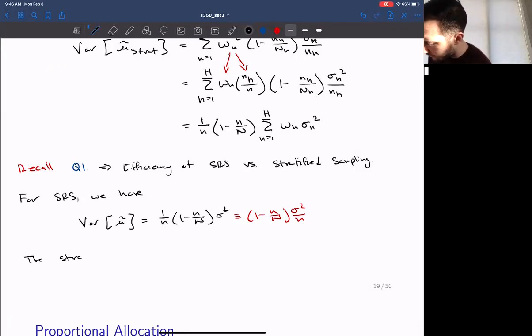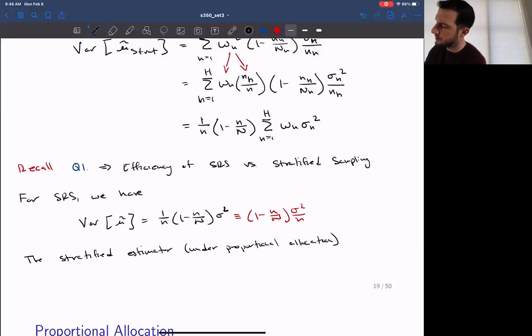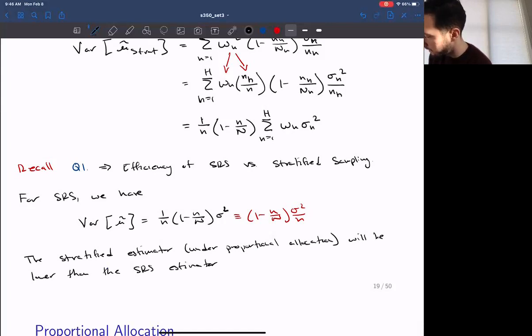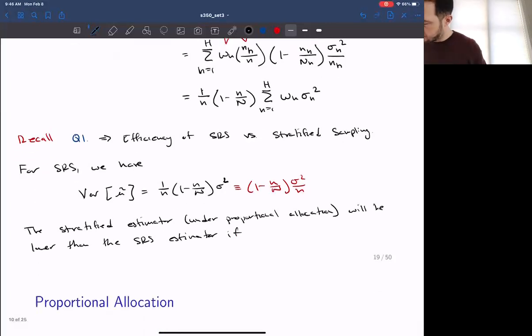Okay, so the stratified estimator under proportional allocation will be lower than the SRS estimator if the sum from h equals 1 to capital H of WH sigma H squared is less than sigma squared.